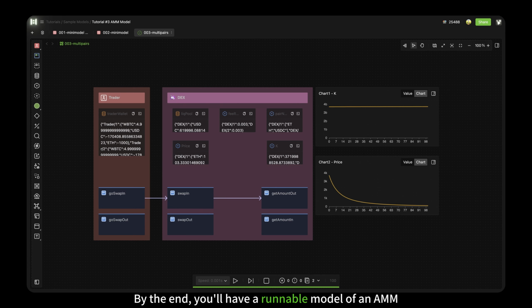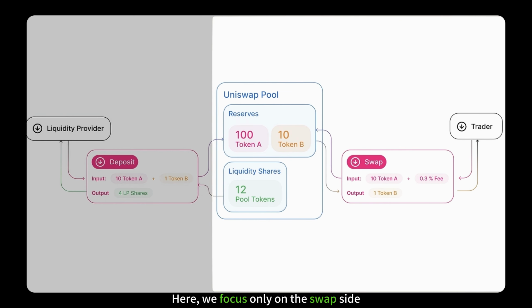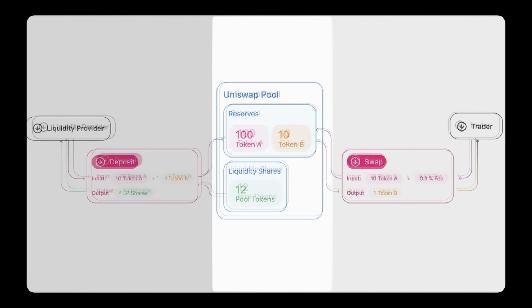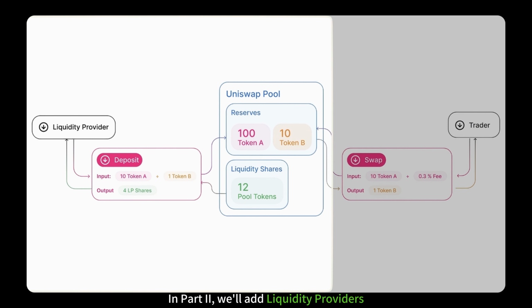By the end, you'll have a runnable model of an AMM that you can tweak, extend, or fork into your own experiments. This is part 1 of a short series. Here we focus only on the swap side, a DEX agent that quotes a price and executes swaps. In part 2, we'll add liquidity providers on top of the same model.